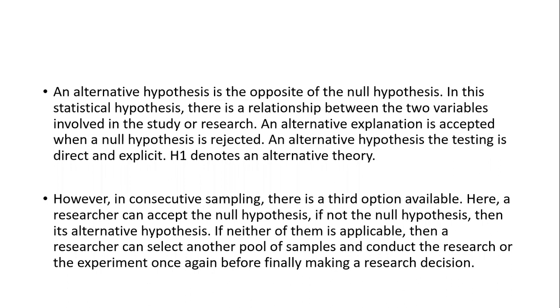For example, I have taken a study of a group of population. I will study that, creating both the hypotheses, H0 and H1. In that, I found that neither the null hypothesis nor the alternative hypothesis can be accepted. Then he can switch to another population, another sample, and again conduct the research before concluding or taking any decision. This is the third option available in consecutive sampling.